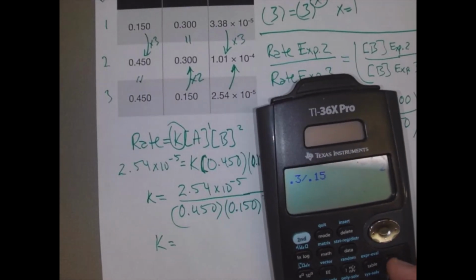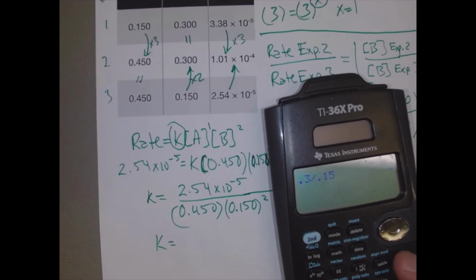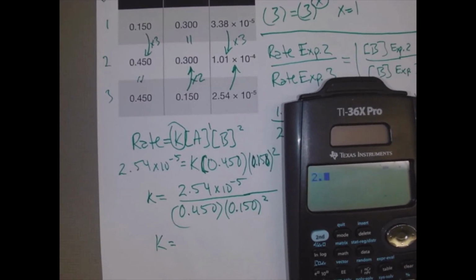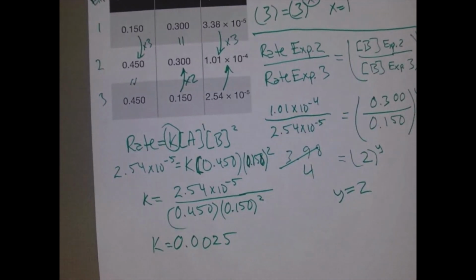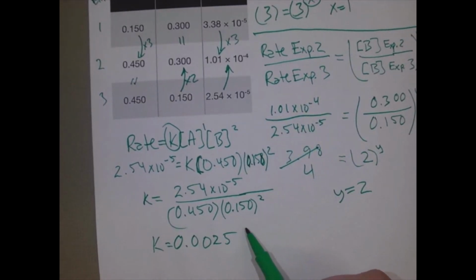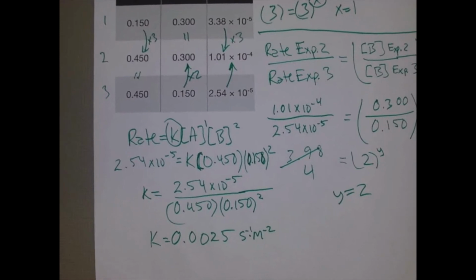Okay, so let's do the math. So clear that. All right, so 2.54 exponent minus 5, divide that by 0.45, hit enter. Now we're going to divide that by 0.15 quantity squared, we hit enter, and so you get 0.0025. Now this is a third order reaction, okay, and so the units here are going to be inverse seconds and inverse molarity squared, so to the minus 2, okay. And there you go.